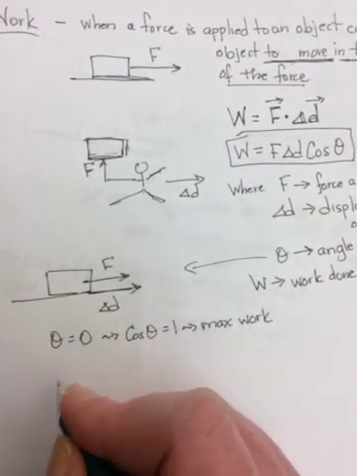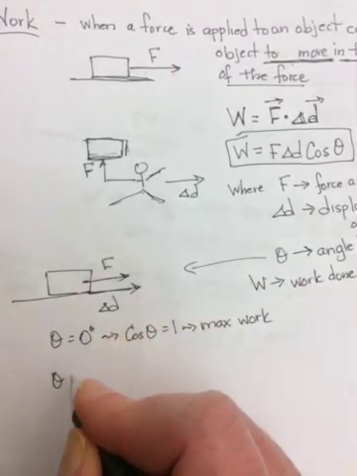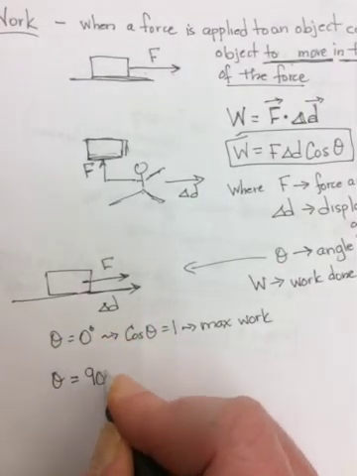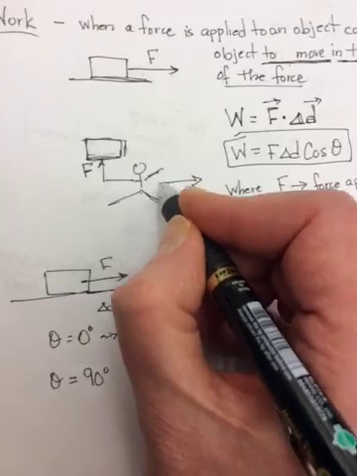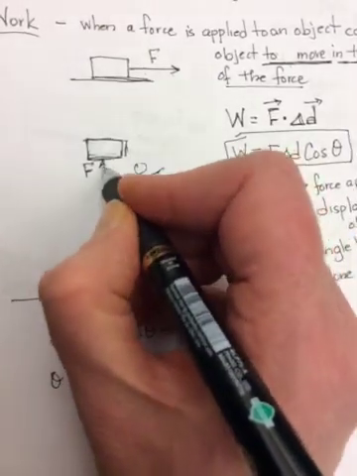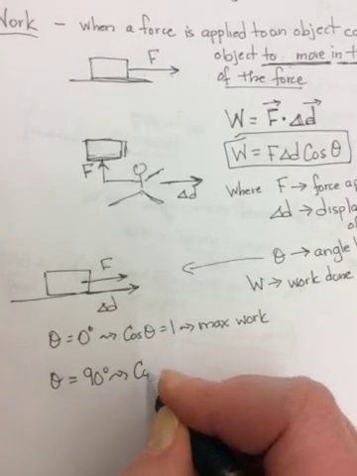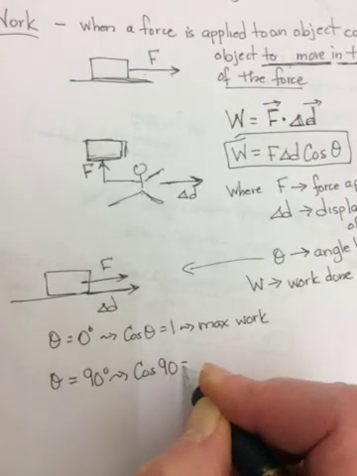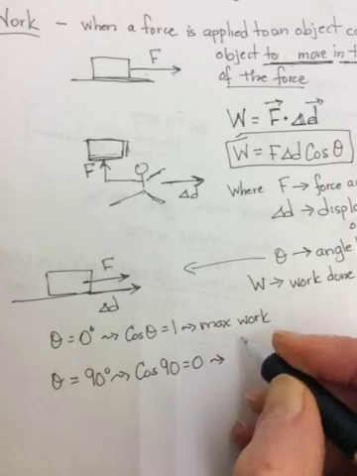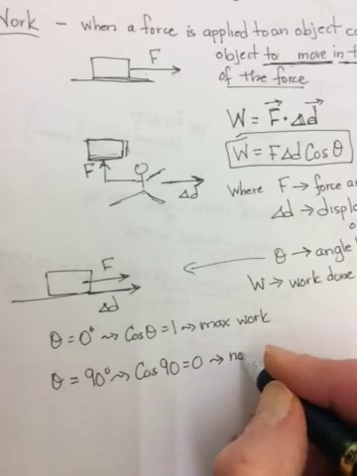Okay? If theta is 90 degrees, like here where I'm walking in one direction and I'm putting force on a book upwards, theta is 90 degrees, the cos of 90 is 0. And so as a result, no work is done.